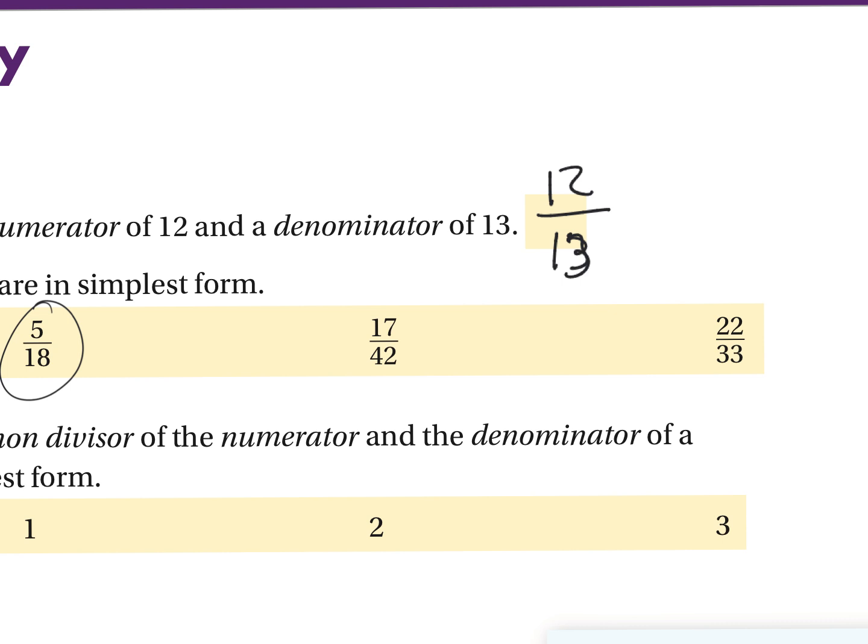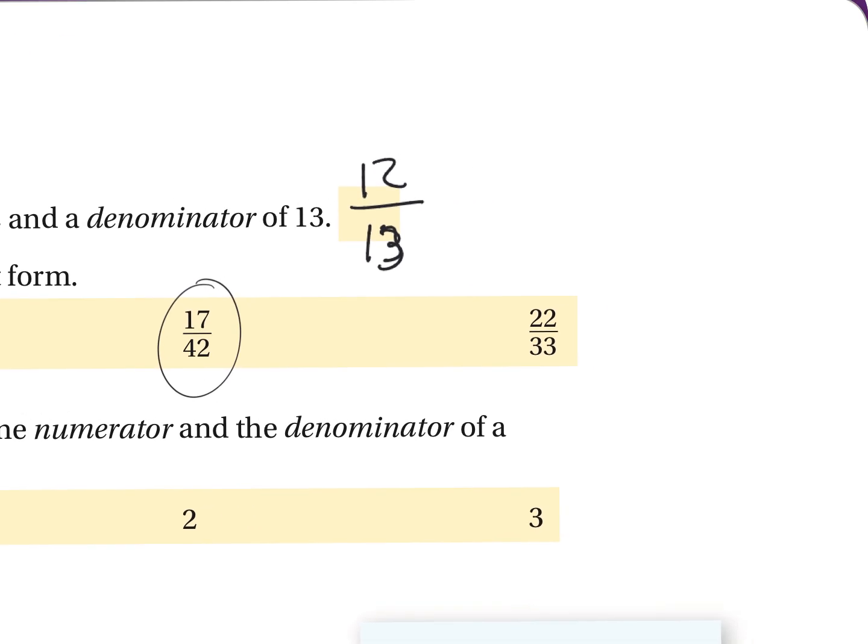Now 17 over 42. This one is in simplest form, right? Because 17 doesn't have any other factors other than 1 and 17. 1 times 17 gets you 17 and nothing else. So 17 is not a factor of 42, so this cannot simplify anymore. This is another fraction in simplest form.